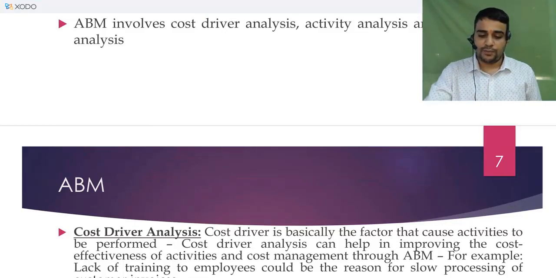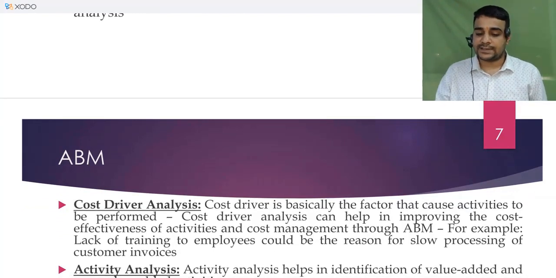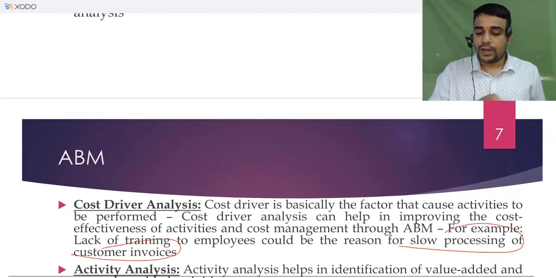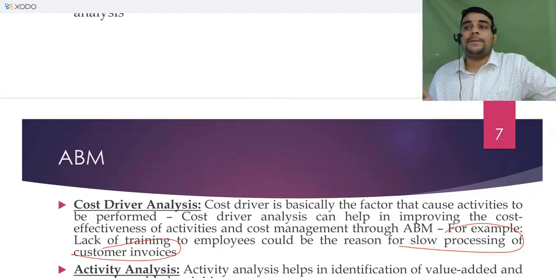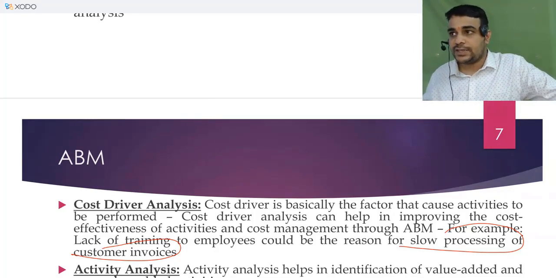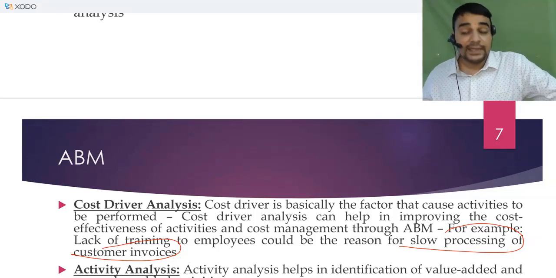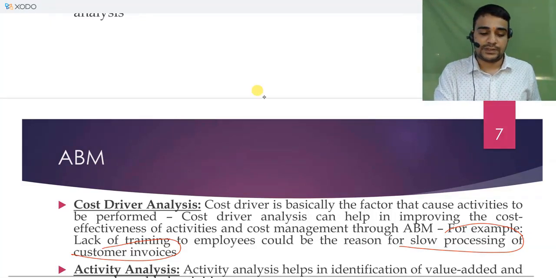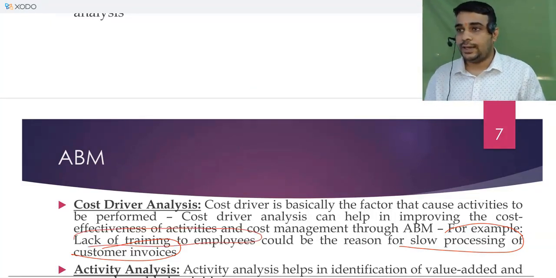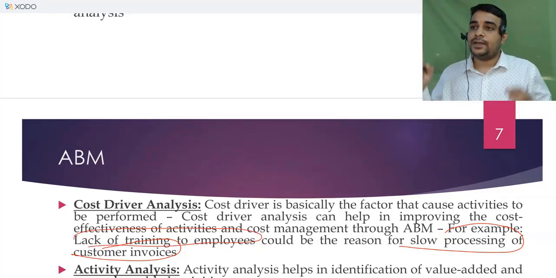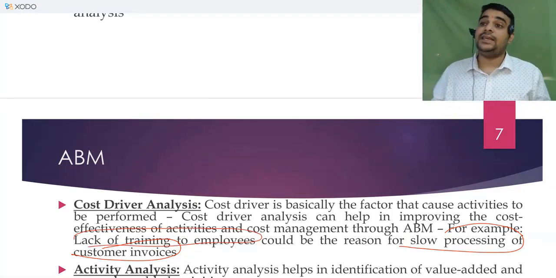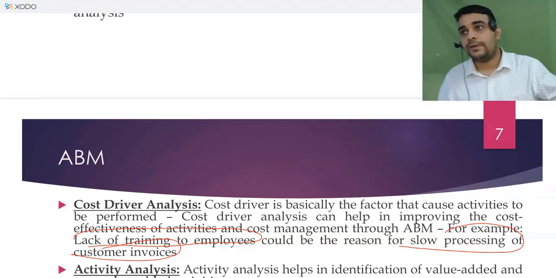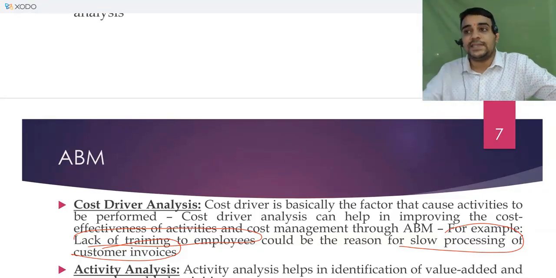Now they give one good example. Processing of customer invoice depends on the number of employee hours spent on processing. That's the driver. The cost driver is the number of hours spent on processing. This number of hours could be on the higher side because there is no training for the employees. Inspection: the driver is inspection hours, but it is on the higher side because of bad product quality. Because you have bad product quality, you are required to do intense inspection. If you are confident about your product quality, you will not do that much inspection.